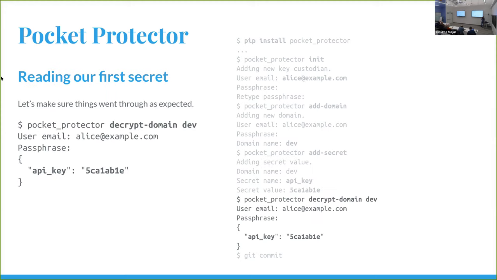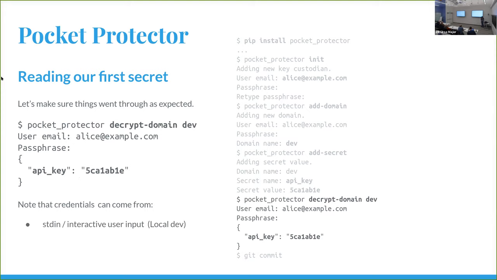All right, and then finally, we have maybe the most important operation, reading that secret back out. Here, you say decrypt domain dev, and it gives you back a machine-readable JSON of that domain's keys. So that one was called API key. Here you can see the JSON is API key and scalable after you've authenticated. So once you've got that, yes.